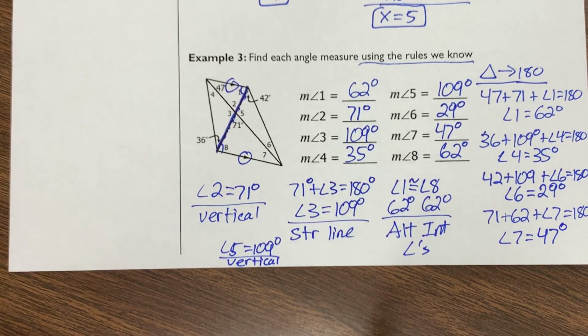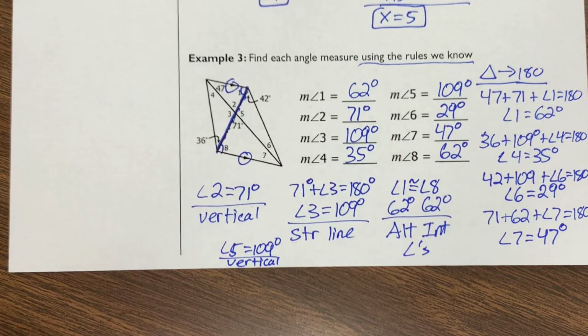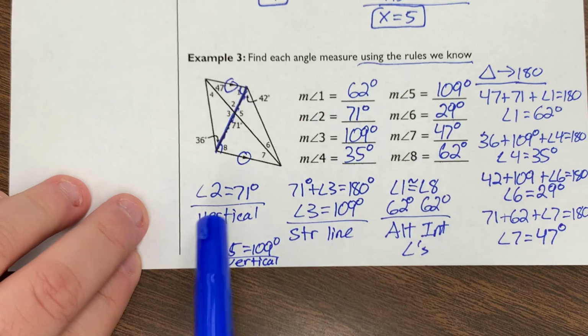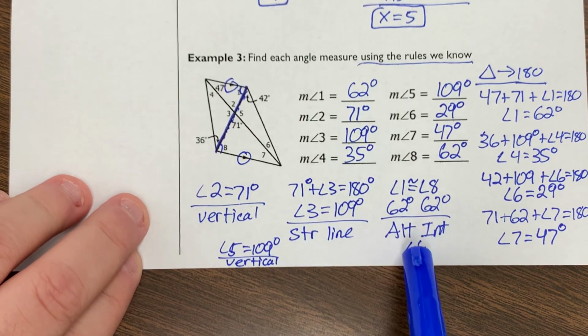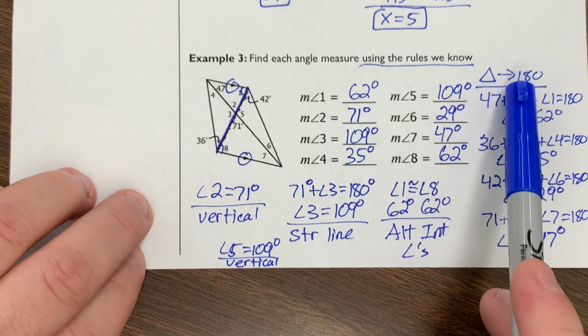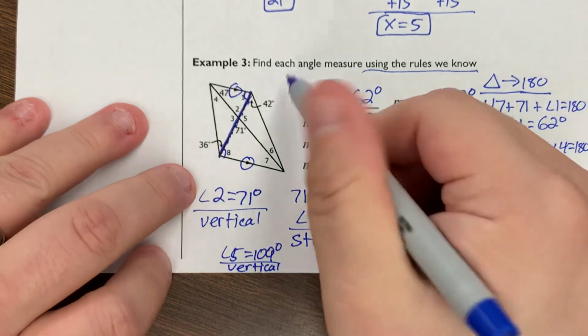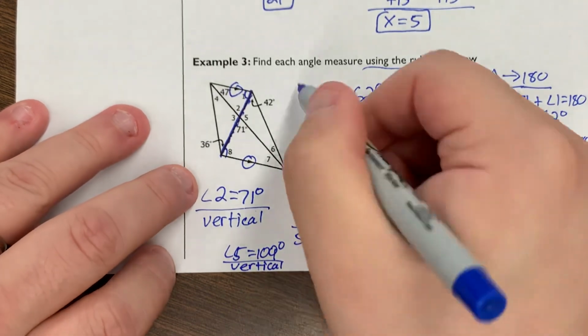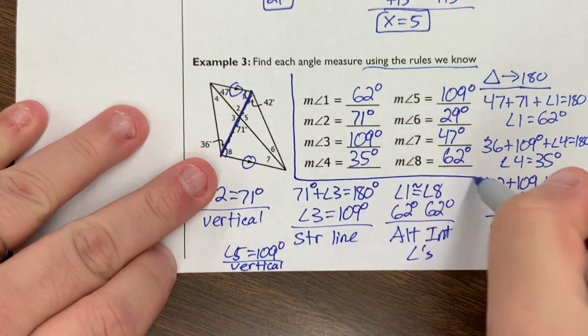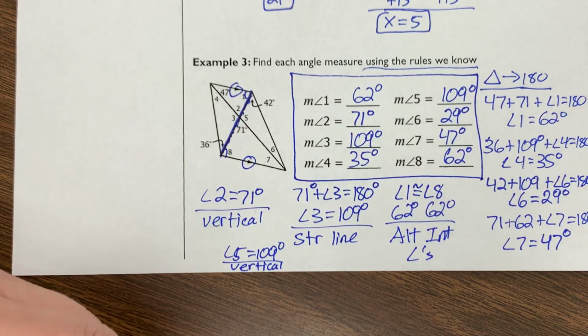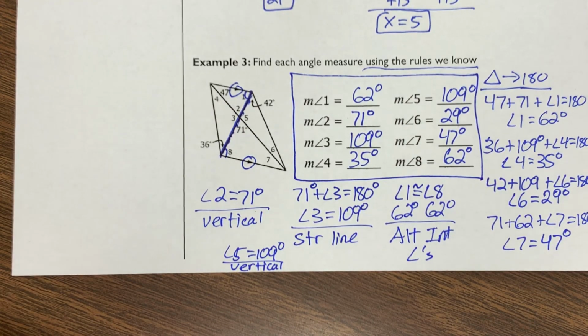There are lots of ways to approach these kinds of questions as long as you have a correct definition or theory of some kind. Vertical angles, straight line, alternate interiors being congruent, triangle 180. You can use any of them to get the answers. The goal is ultimately to get these 8 angle measurements in the box here. If you get those 8 values correct, you are good to go for the lesson. If you've got any questions on the concept, make sure to ask your teacher, and see everybody in the next section.